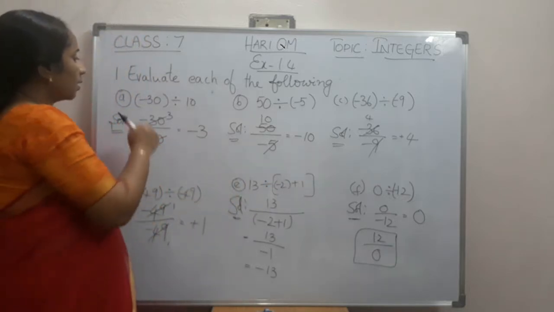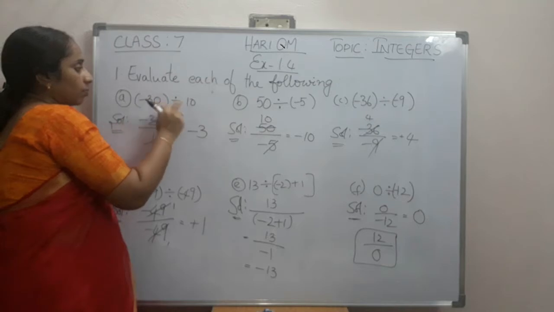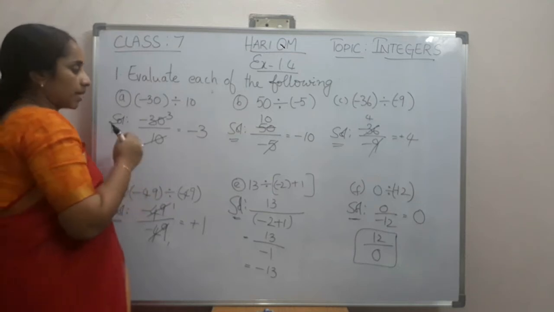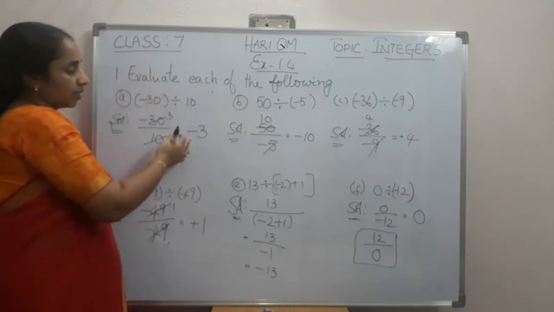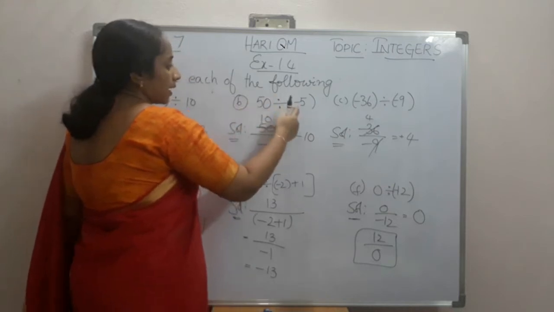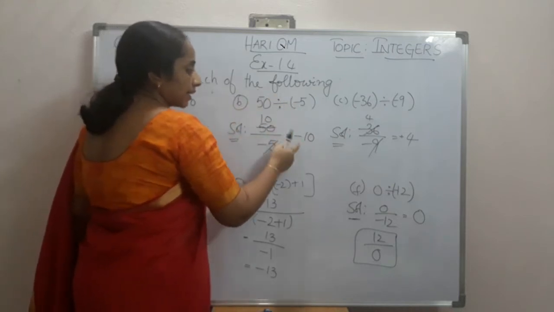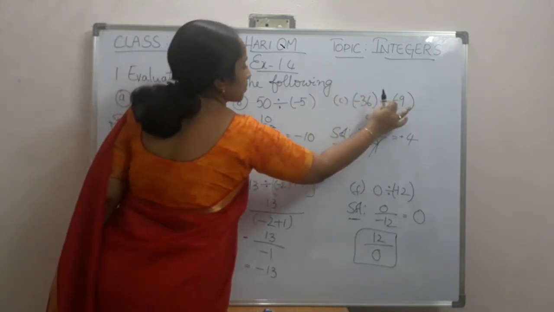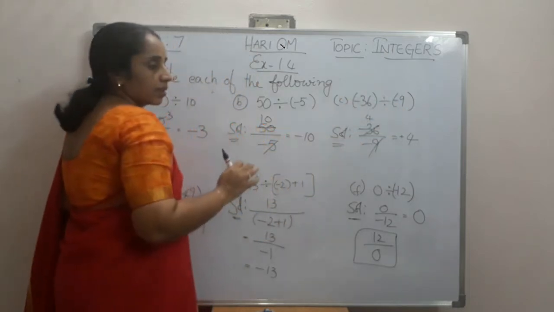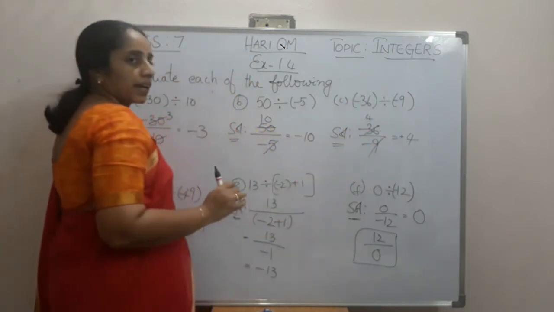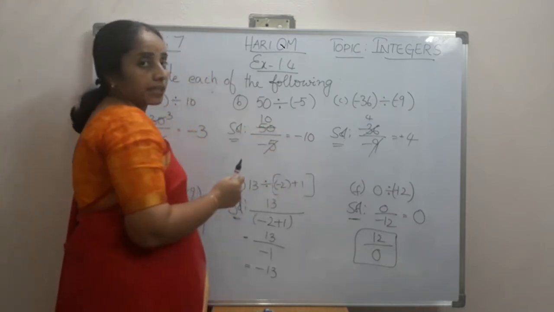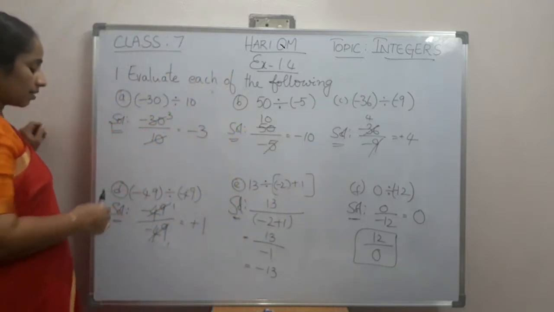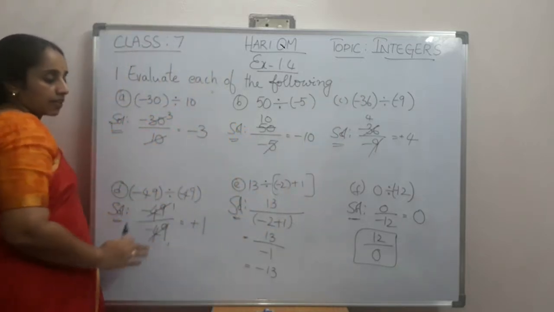Once again, see that negative by positive is negative, as in multiplication also. Minus into plus, minus only. Here also positive by negative, again negative, same as in multiplication. Both same sign, that is negative and negative, it is positive. As in multiplication also, minus into minus is plus only. And here also minus by minus is plus 1.